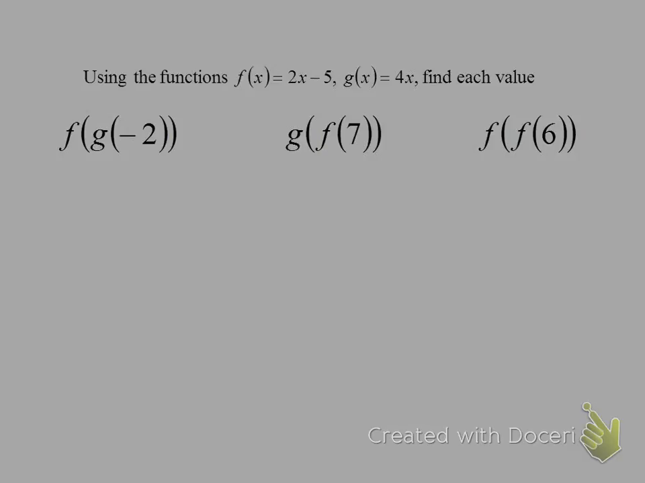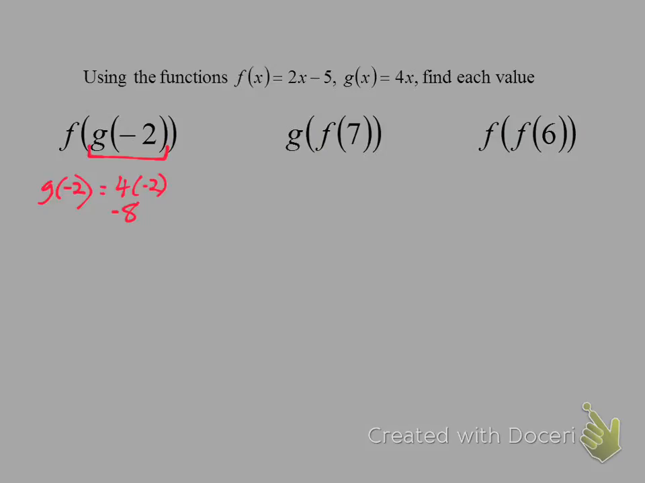So the first thing you're going to do is go to your innermost function letter. In this case, it is G. You're going to do g of negative 2 first, and you're going to do that just like you always have. Which means you go to your g function up top, and you replace x with the number, which in this case is negative 2. So g of negative 2 is 4 times negative 2, which gives you negative 8.